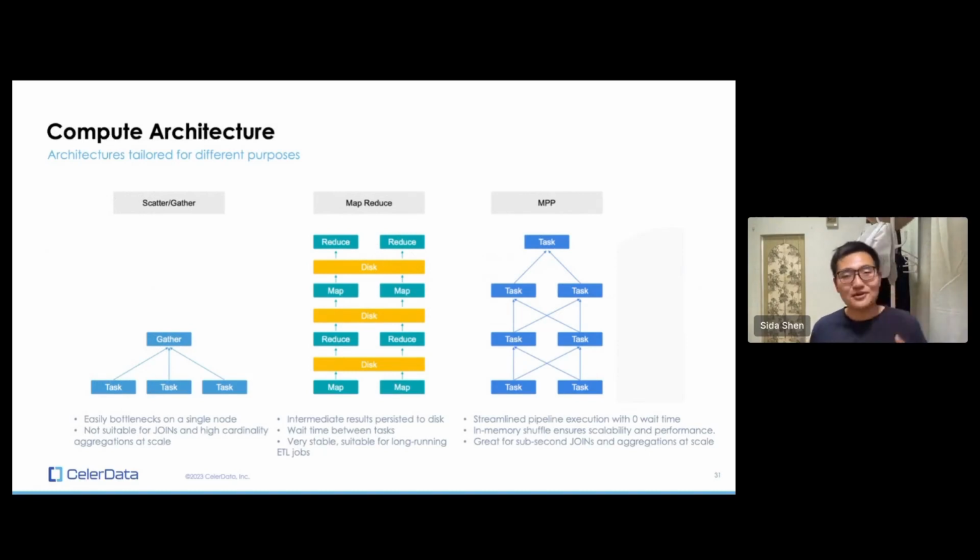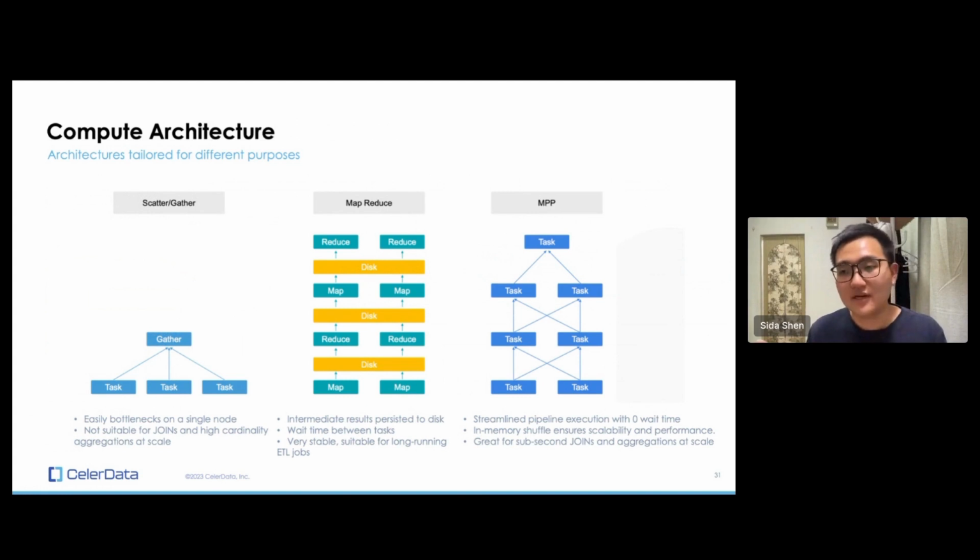And now let's talk about computer architecture. We talk a lot about how a query is executed, both on a single node and in a distributed fashion, right? And here is more like general theory about the computer architecture, right? So the first type is scatter gather.